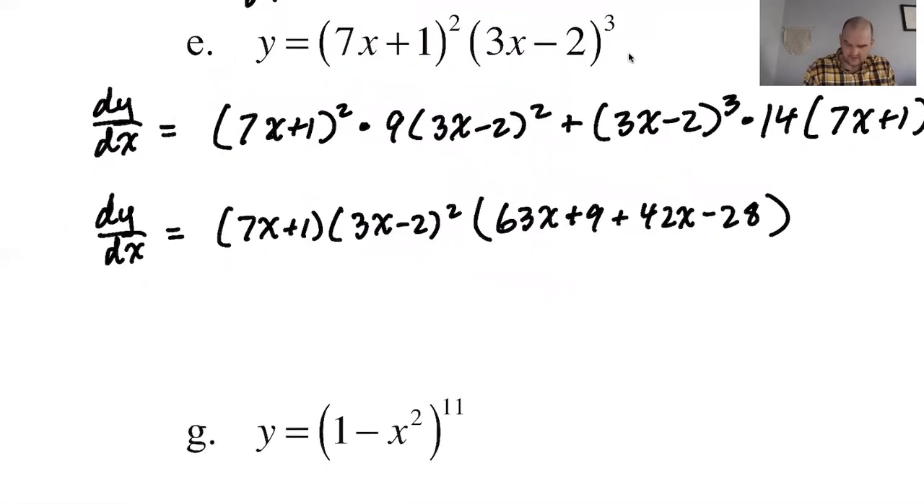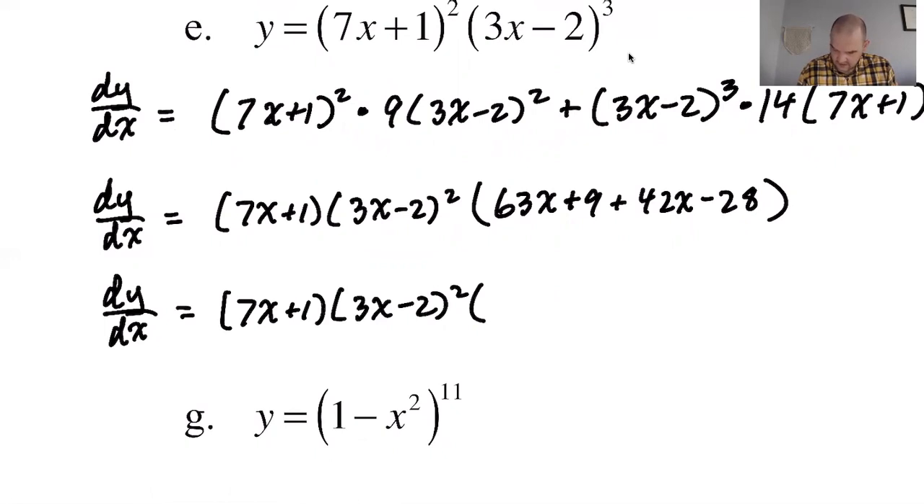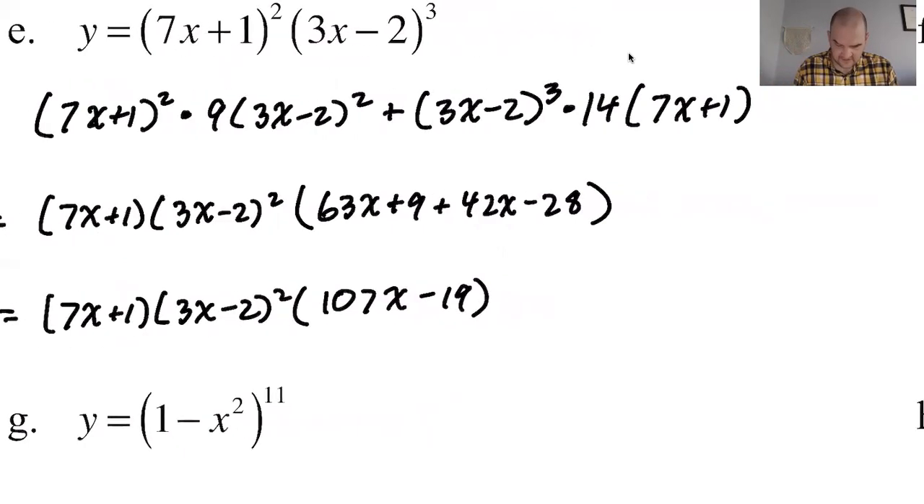Okay, and then we want to clean this up. Part of why you want to clean this up is if you have to find the critical points, there's always that one extra hidden critical point in these things, and you've got to find it. So it's going to be (7x plus 1)(3x minus 2) squared times (107x minus 19), I guess. That's a weird one. So the critical points, if we had to find them, x equals negative 1/7, x equals positive 2/3, x equals positive 19 over 107. I don't know, it just is.